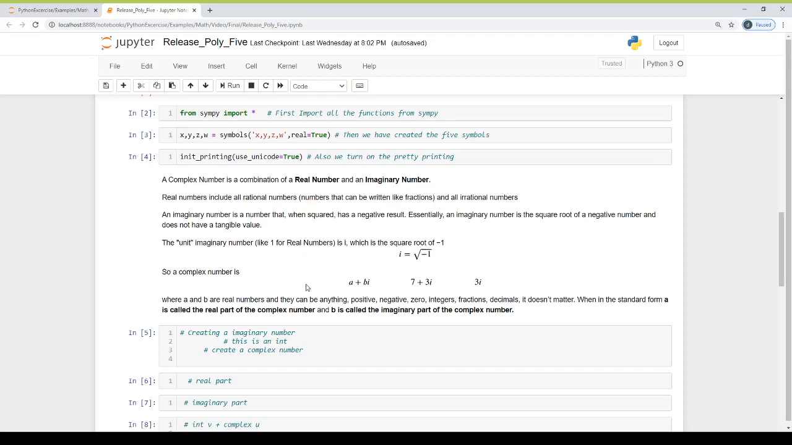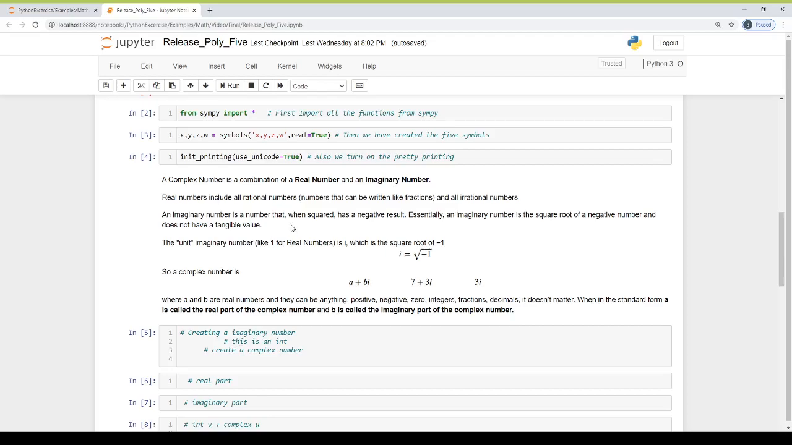So a complex number is equal to a plus bi, where a is the real part and b is the imaginary part, which is multiplied with the unit imaginary number, where a and b are real numbers. When in standard form, a is called the real part of the complex number and b is called the imaginary part of the complex number.